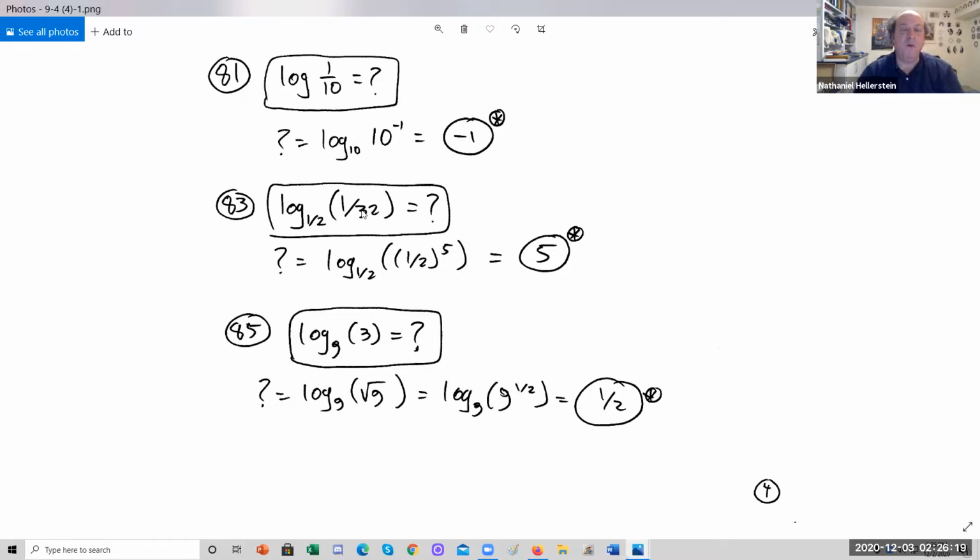Log base a half of 1/32 is what? Well, 1/32 is the fifth power of a half. And again, the logarithm and the exponential cancel, leaves a 5. Log base 9 of 3 is what? Well, 3 is the square root of 9, which is 9 to the half power. So log base 9 of 9 to the half power, the logarithm and the exponential cancel, leaves 1/2.